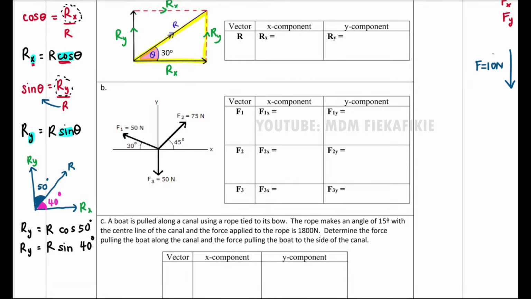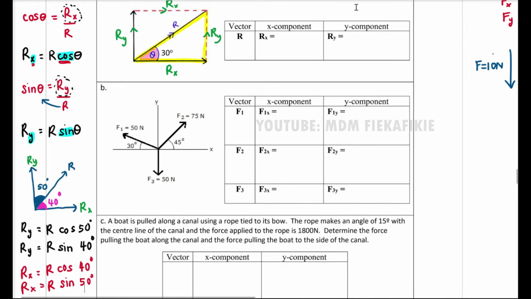If you want to use 40 degree, jadi X yang akan duduk rapat. X yang duduk rapat dengan 40 degree, so dia akan jadi cos. Tapi, kalau nak guna 50 degree, okay, X tu dia akan jadi sin. R sin. That one is 50 degree.